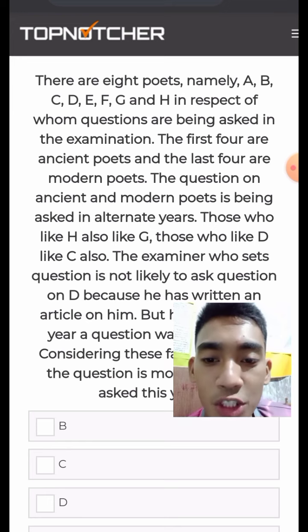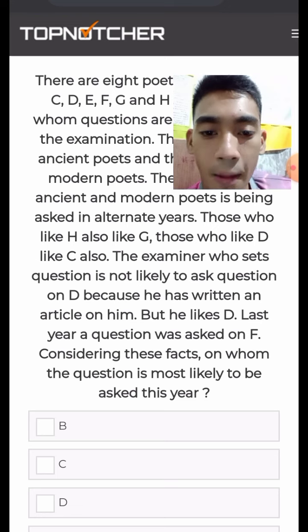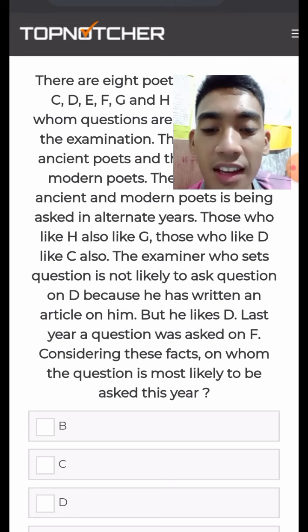Those who like H also like G. Those who like D like C also. The examiner who sets the question is not likely to ask a question on D because he has written an article on him. But he likes D. Last year, a question was asked on F. Considering these facts, on whom is the question most likely to be asked this year?